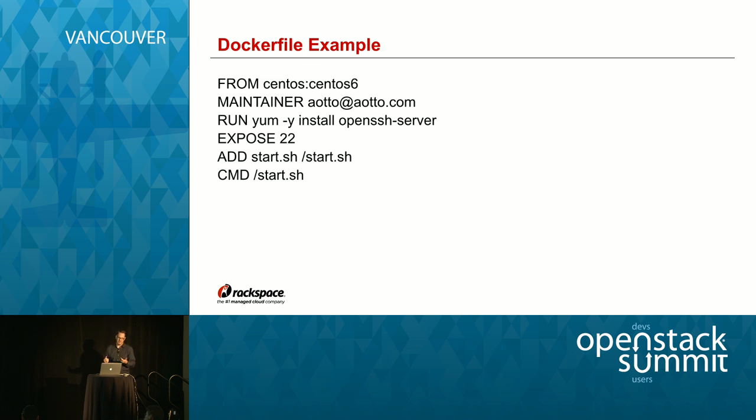A RUN command says, while I am building the image in the context of the container, so any process that is in the container, run this command. So in this case, I start with CentOS and I install SSH in that container. I EXPOSE port 22, which means when I run this container, I can map port 22 of this container to another port on the host.